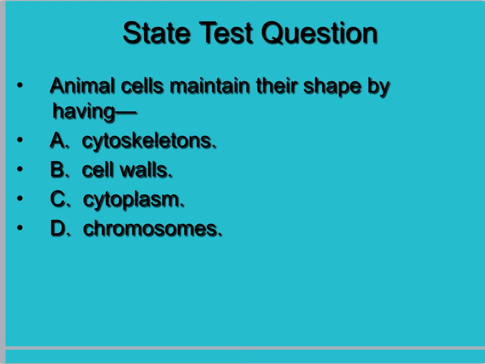So animal cells maintain their shape by having which one of these? A cytoskeleton, cell walls, cytoplasm, or chromosomes? So hopefully you chose a cytoskeleton. Now, plant cells maintain their shape by a cell wall, but this question asked for animal cells. All cells are going to have cytoplasm and chromosomes.